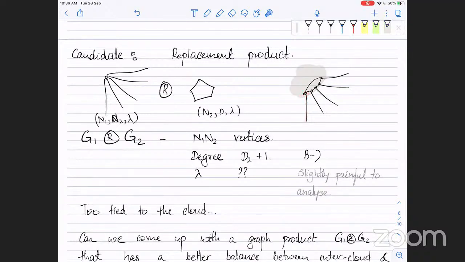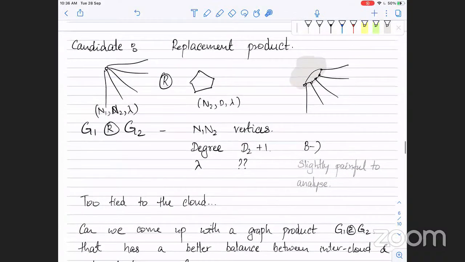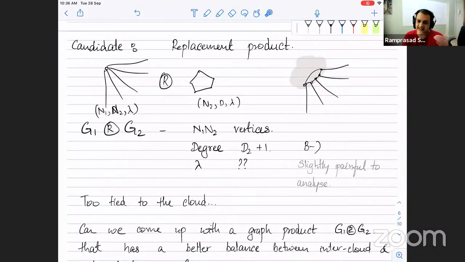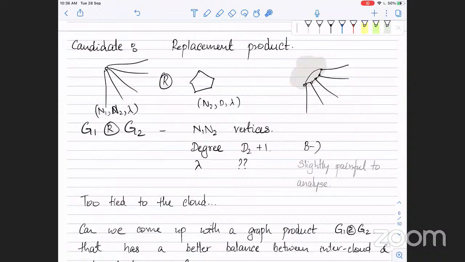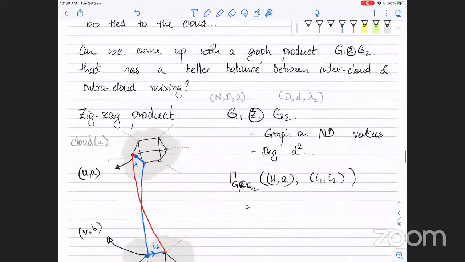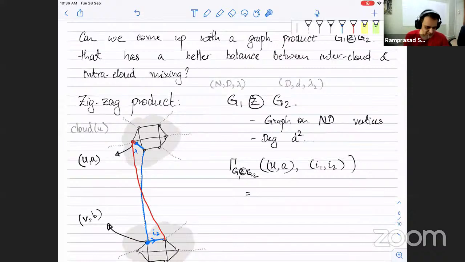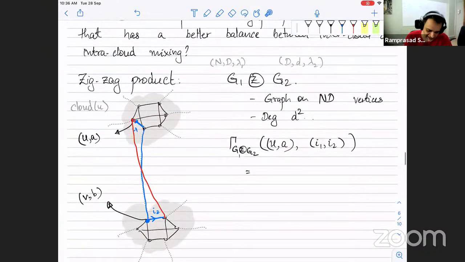Okay, so the zigzag graph is something similar to a replacement product. Yeah, except that the edges in the zigzag graph are not the edges you see in the replacement product. Okay, it's a zigzag sort of thing. Every edge in the zigzag graph corresponds to a zigzag sort of path in the replacement product. Okay, so let's just write this down properly.